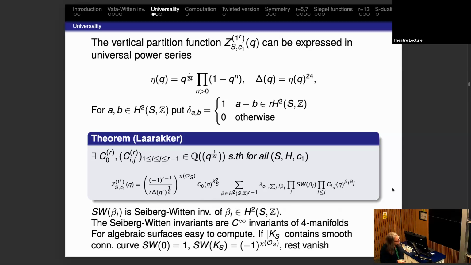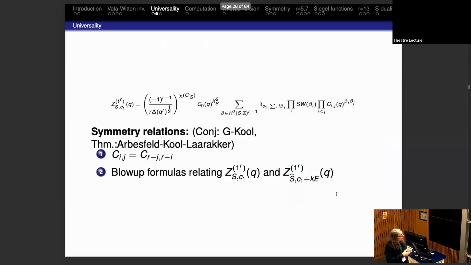You can see it's a very complicated formula, but it works for all surfaces and all C1, and for all ranks you get the same kind of formula, and everything is in terms of these universal power series. If one wants to understand this in some sense, the task is to determine what these universal power series are. And that's what we are trying to do. I review this so that you remember it at least for 2 minutes. There are a little bit fewer such power series than one thought.